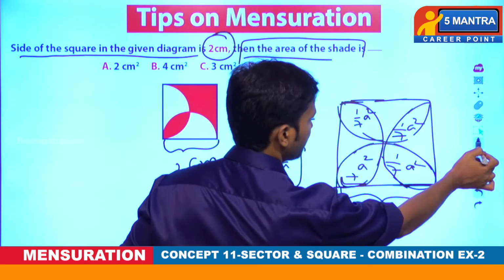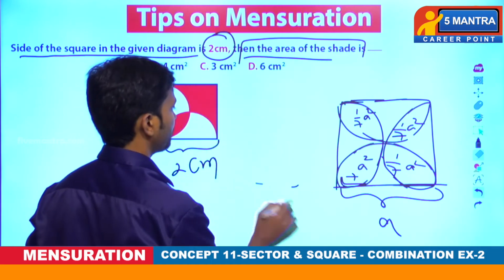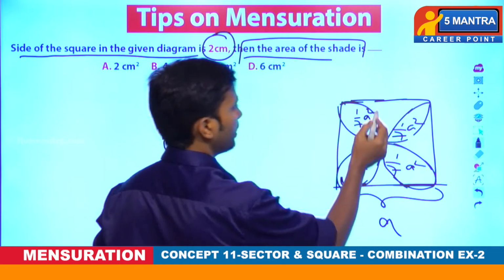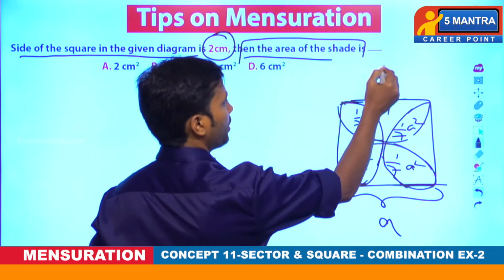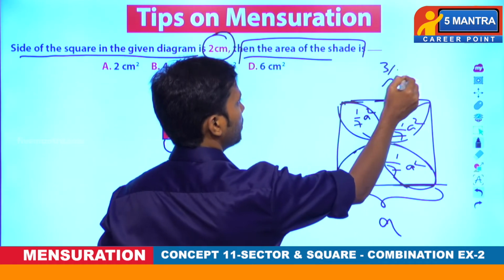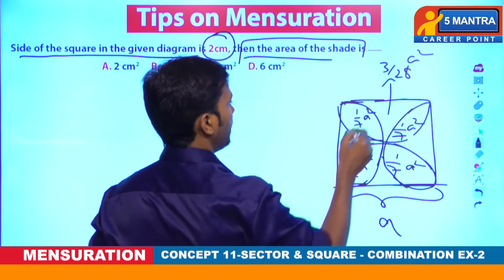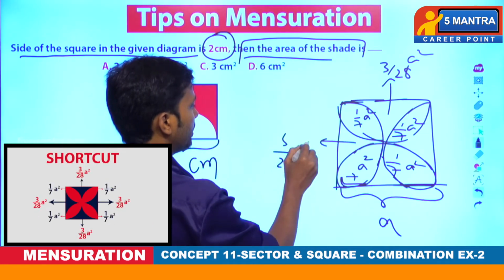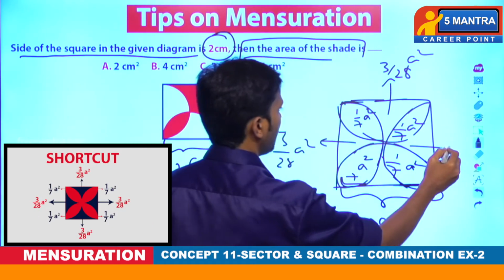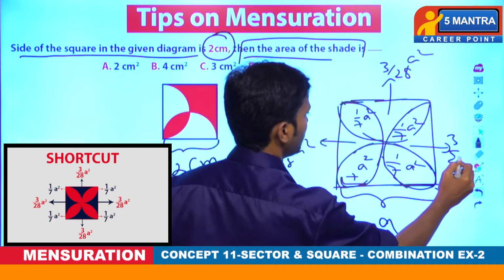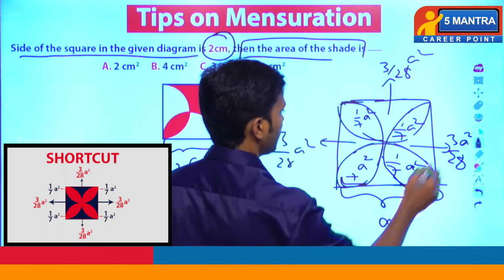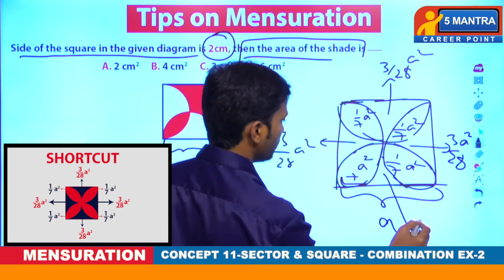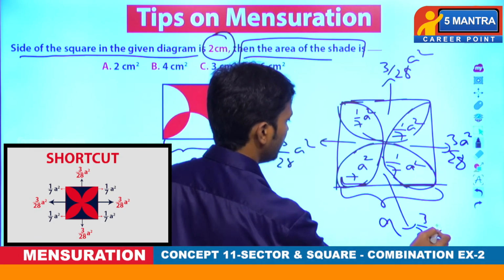Let me represent that. See here, this gap is occupying how much? 3 by 28 a square, and this gap is occupying how much? 3 by 28 a square. This gap is occupying how much? 3 by 28 a square, and this again is also the same, 3 by 28 a square.